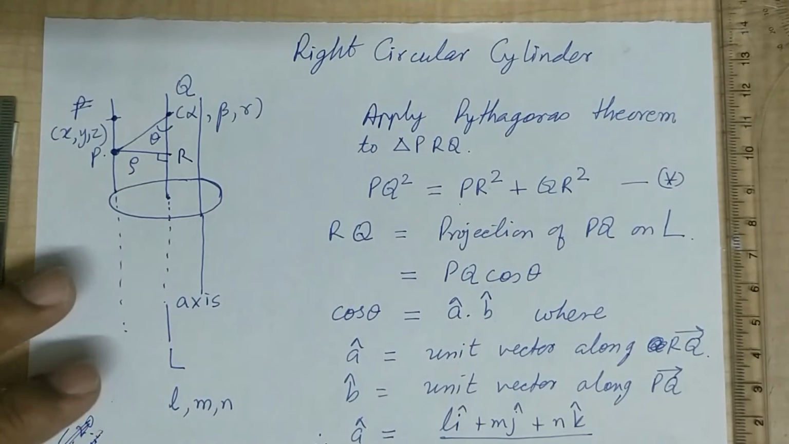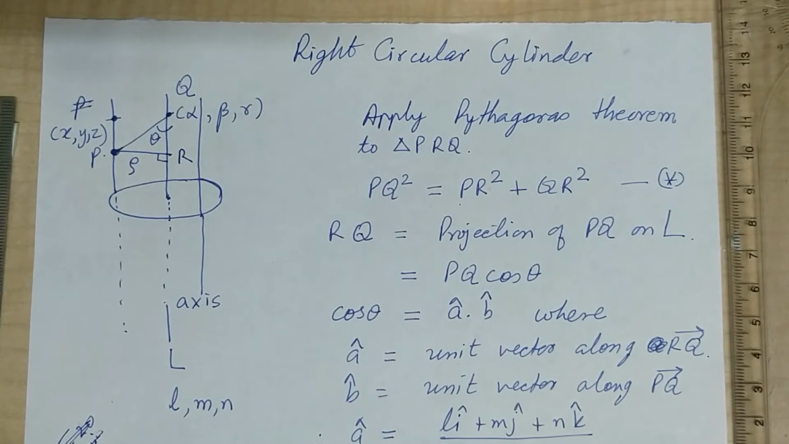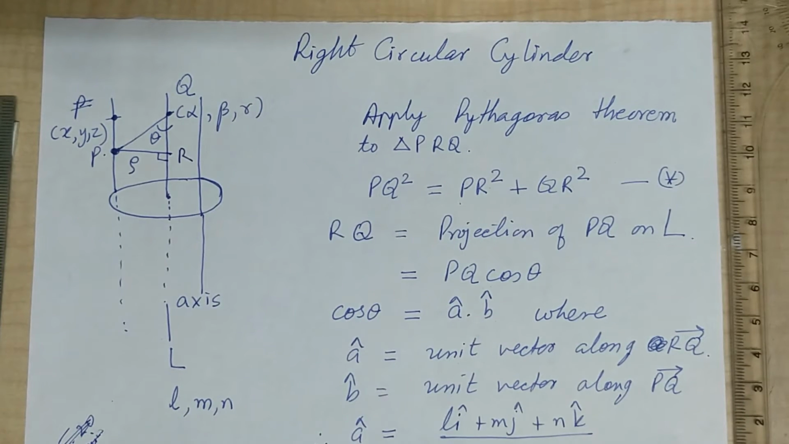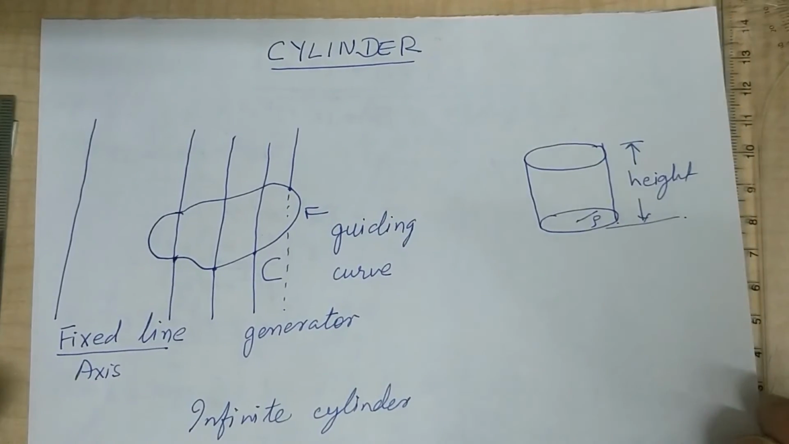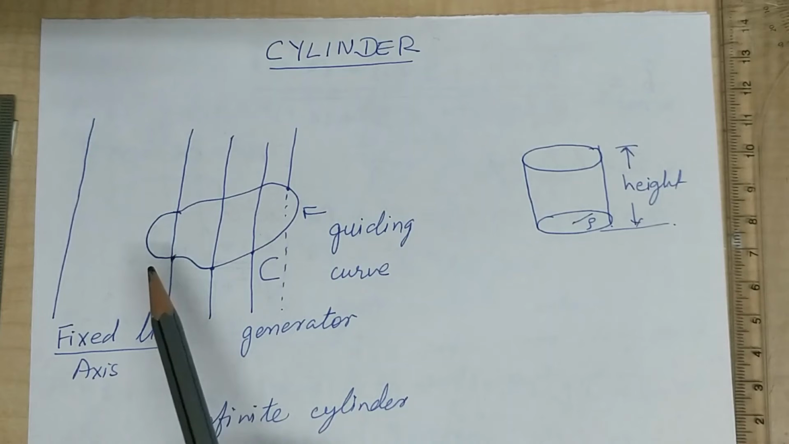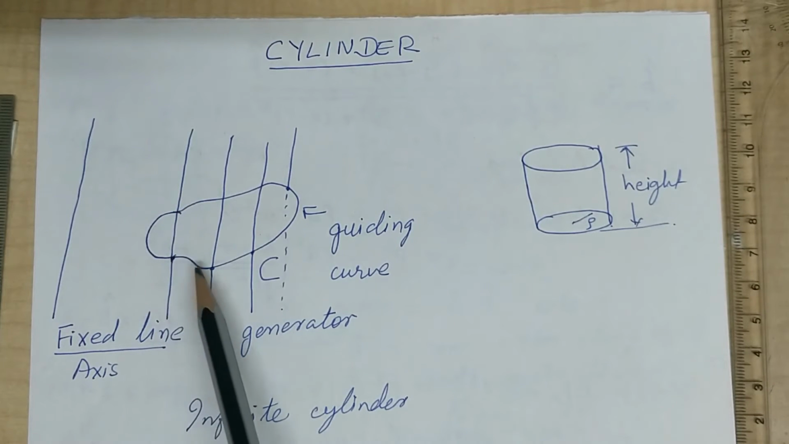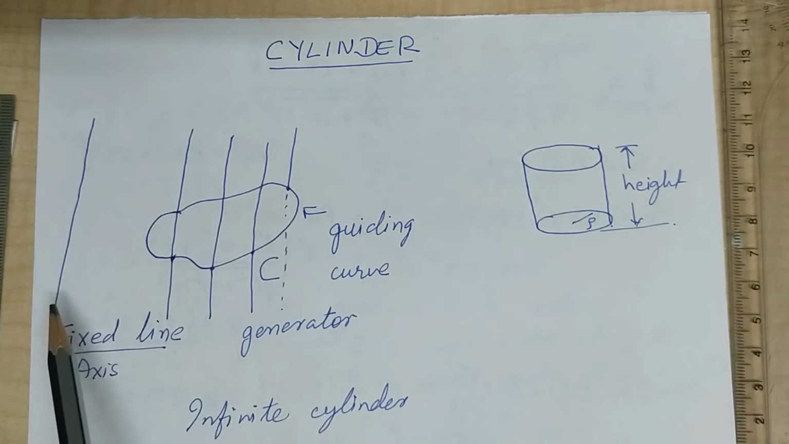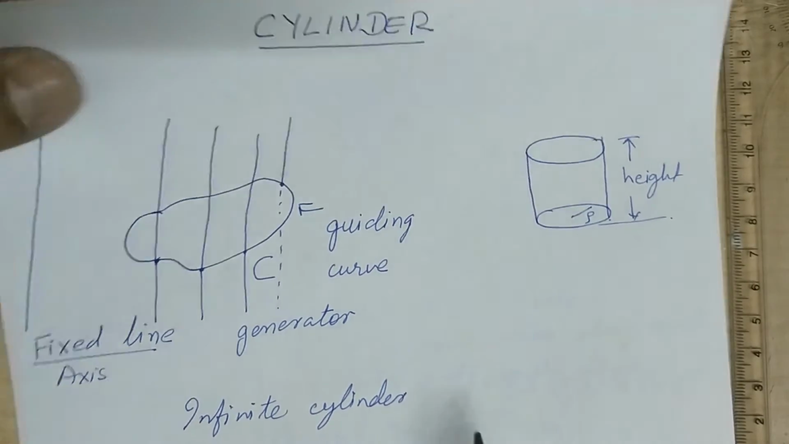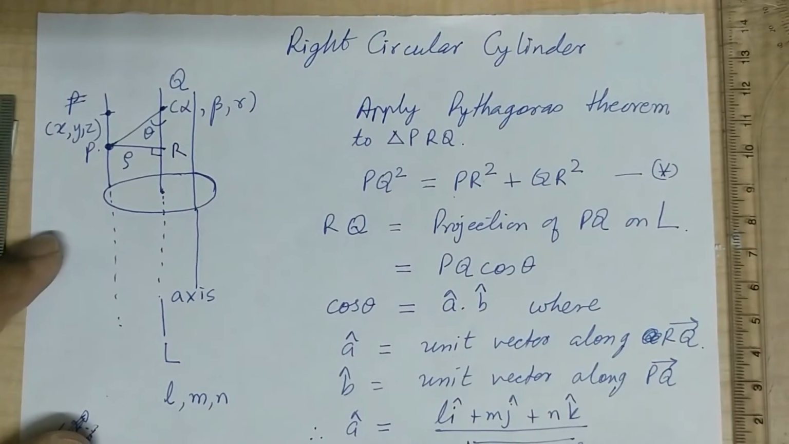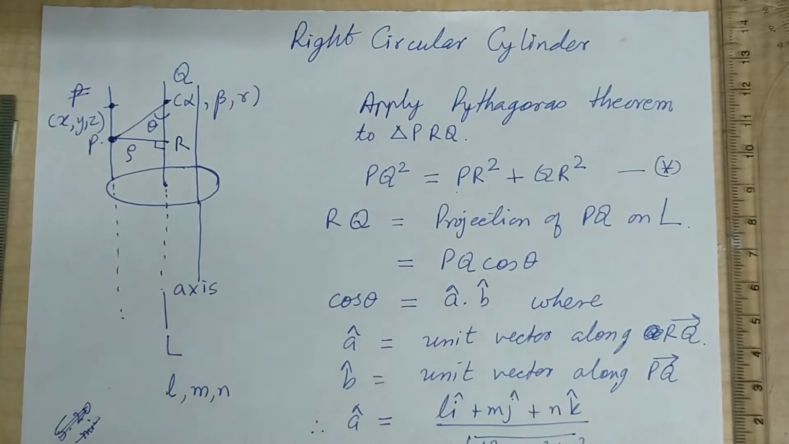We just had a look at the description of a general cylinder. So given a curve C, the guiding curve, one allows the generator to move along this curve, always remaining parallel to a fixed line which we call the axis, and what we get is a cylinder. It's an infinite cylinder. Now we are going to write down the equation of a right circular cylinder.